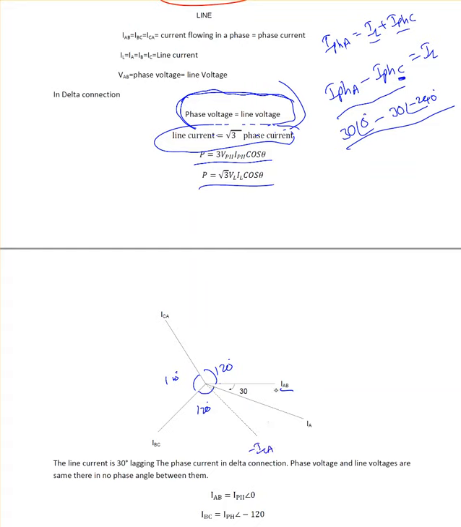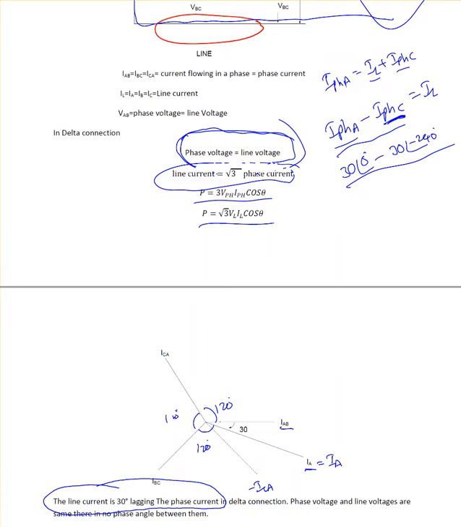Now, the sum of IAB minus ICA, that's IPH A, PH C. You're subtracting those two. When you subtract those two, you will end up with the line current, which I'm indicating as IA, which is 30 degrees lagging. So when it comes to delta, the line current is 30 degrees lagging the phase current. That's another important point.